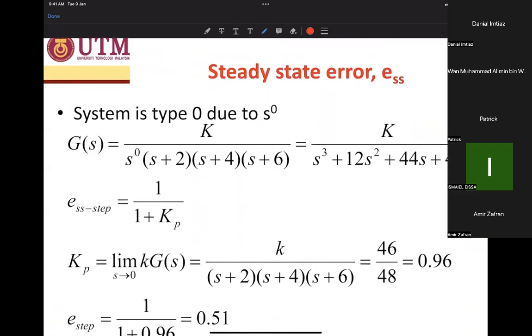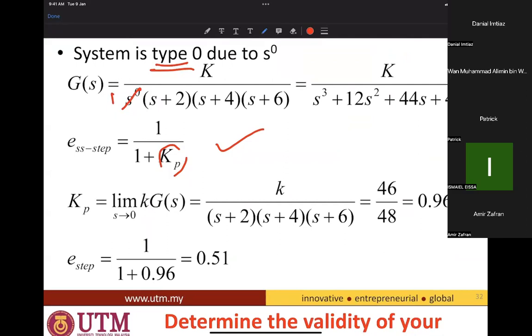So, steady state error. The system is type 0. Why? There is no s in front of s plus 2. So this is 1, right? So this is a type 0. If type 0, it is Kp, the position error constant. So we use this open loop transfer function. This is the formula for steady state error, but we have to find the Kp, the position error constant, due to the type 0.